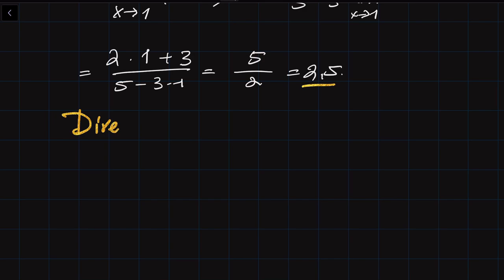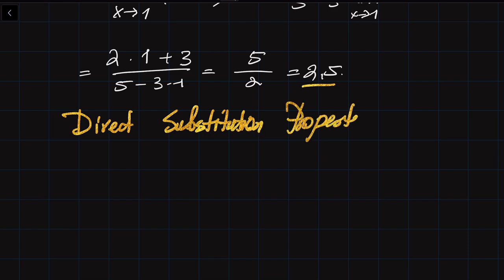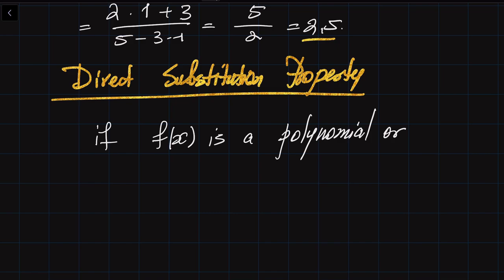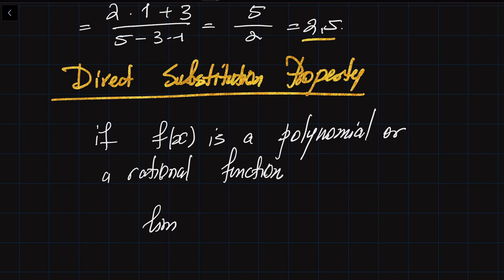So the direct substitution property basically tells us that if your function f is a polynomial or a rational function, then the limit of f of x when x approaches a is simply going to be f of a. Okay, so it works for polynomials.